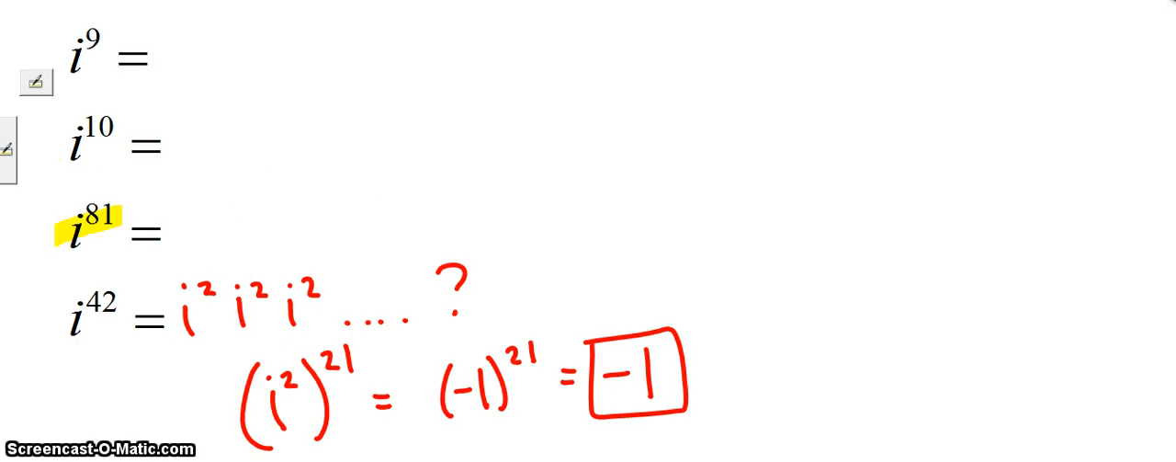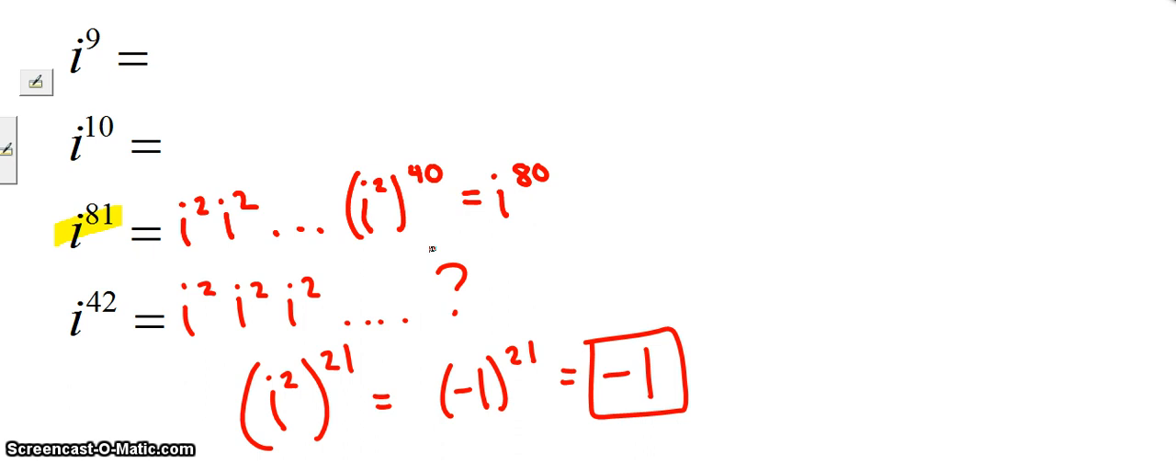i to the 81st is going to be a little bit trickier. You can start to break this down into i squareds, yada, yada, yada, go on forever. But you're really going to eventually have 40 i squareds. If I rewrite this, i squared to the 40th is i to the 80th, right? So that doesn't account for the 81st, which means we're going to need one more i. So this is going to be i squared to the 40th times one more i. This will give me 81 i's.